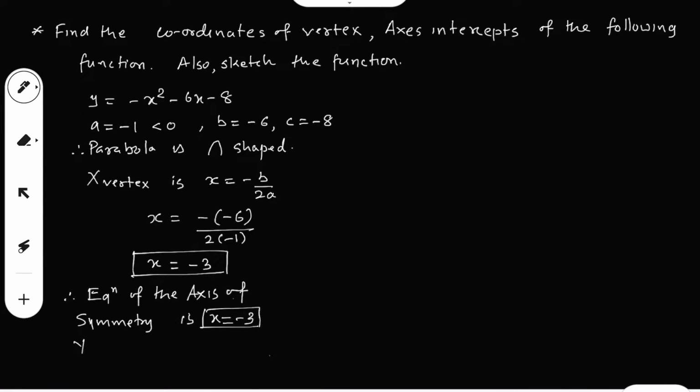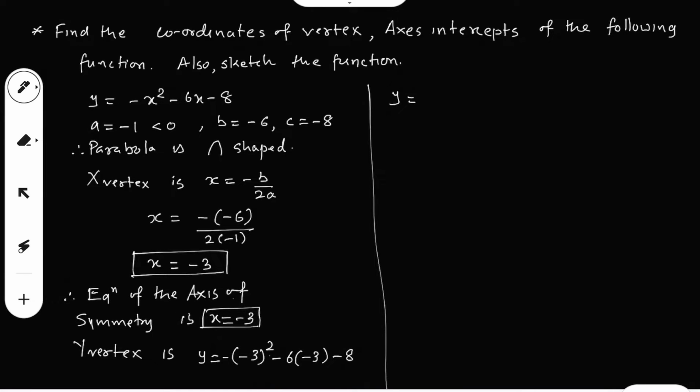Now we need the y coordinate of the vertex. To get the y coordinate of the vertex, we have to substitute this value of x in the main function. So minus 3 squared, minus 6 into minus 3 minus 8. We do the calculation. So that becomes minus 9 plus 18 minus 8. So y comes out to be 1.